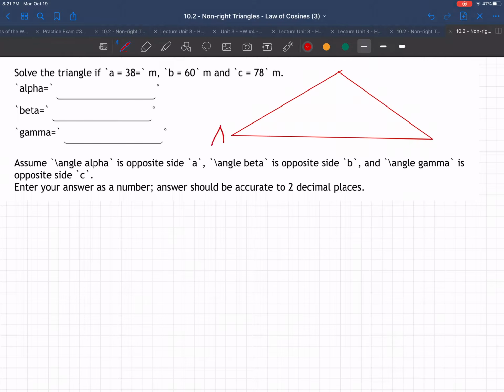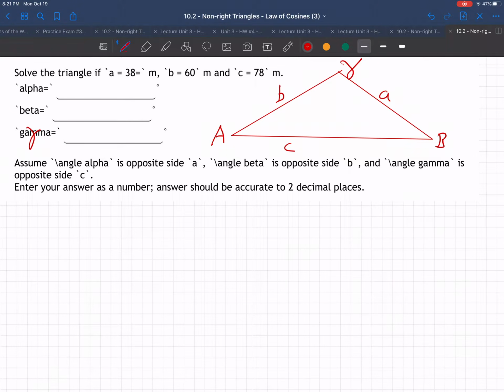So I'm going to call this A, B. This angle up here is gamma. A is across from little a, B is across from little b, and gamma is across from C. Alpha and beta, I'm just going to use A and B, English letters. Gamma is just a Greek letter.